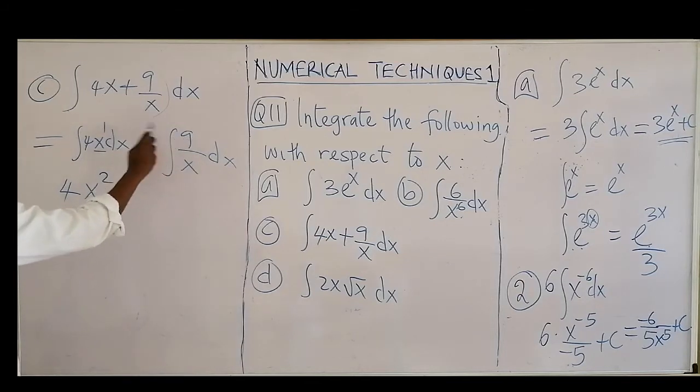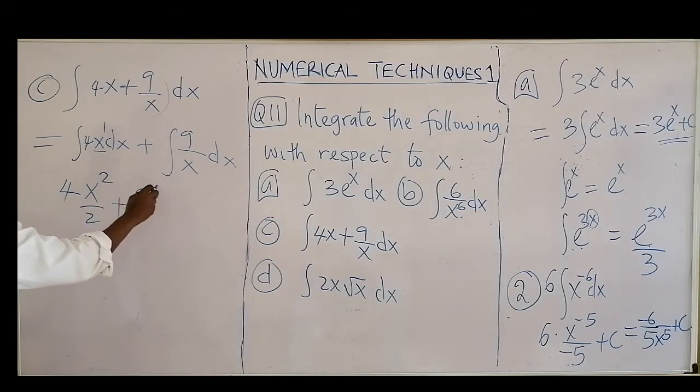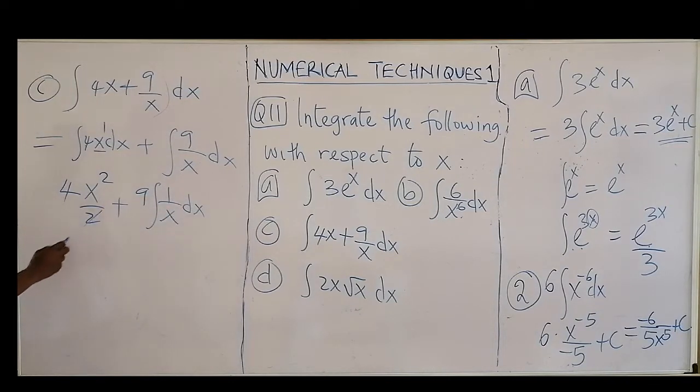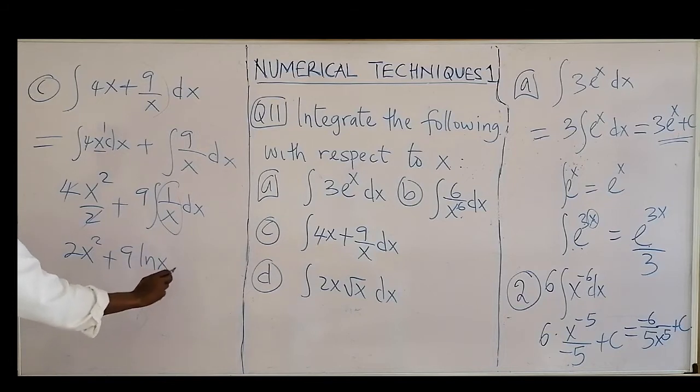Then plus this 9 can go outside, and that will be 9 times integral of 1 over x dx. So final conclusion, 2 here over 1, 2 here over 2. So 2x squared plus 9 times integral of 1 over x, which is ln x, plus c. So that finished that one.